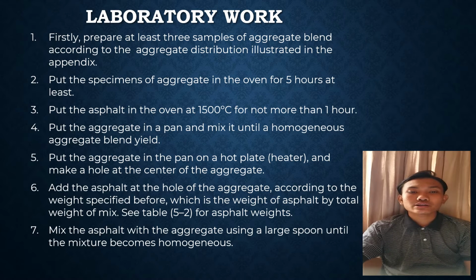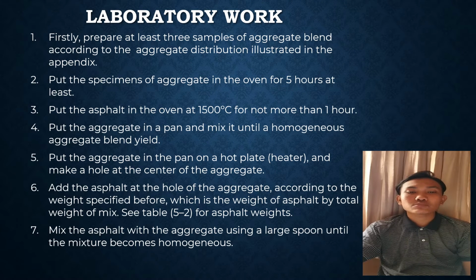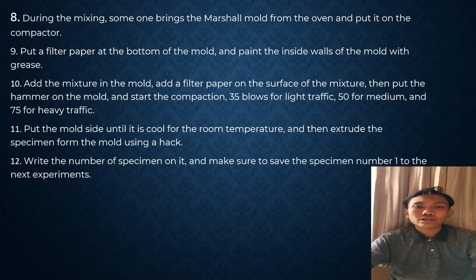Then put the aggregate in the pan on a hot plate and make a hole at the center of the aggregate. Add the asphalt into the hole according to the weight specified before, which is the weight of asphalt by total weight of mix. See table 5.2 for asphalt weights, and then mix the asphalt with the aggregate using a large spoon until the mixture becomes homogeneous.